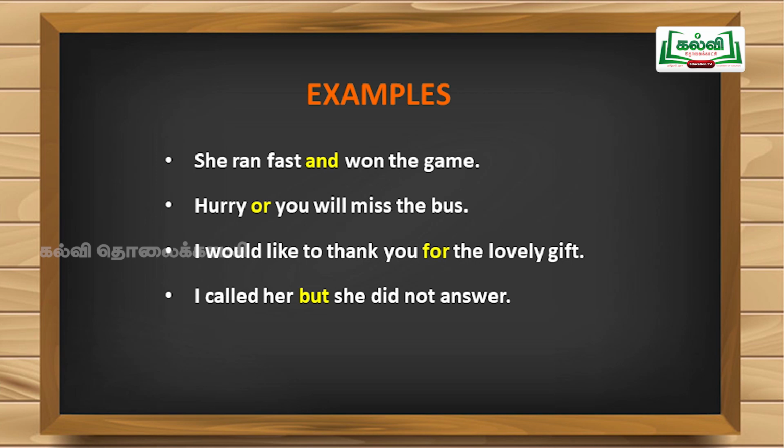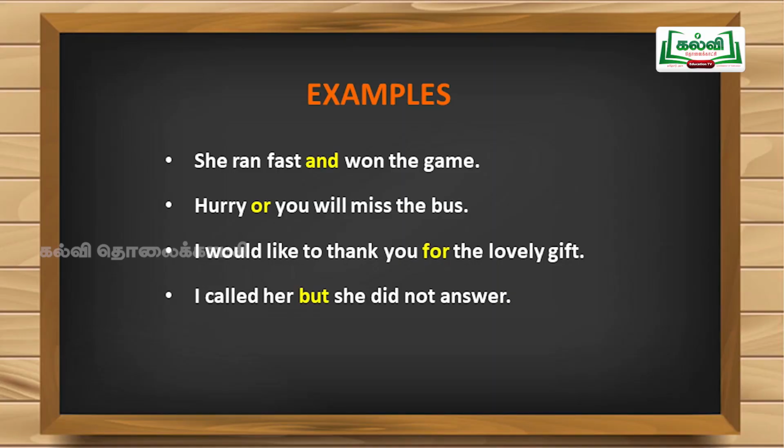Then the next is but. So till now we saw two different independent sentences. Now there's a cause and an effect. We'll see how. I called her but she did not answer. I called her, and what was the result? She did not answer, because she did not notice. So but is the conjunction that gives the meaning of however.